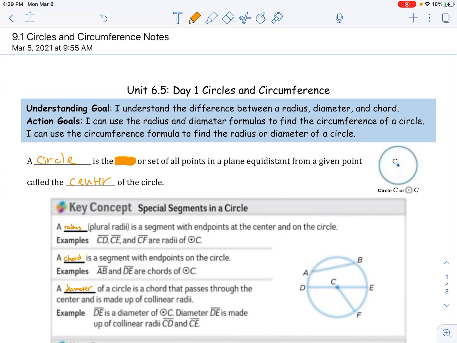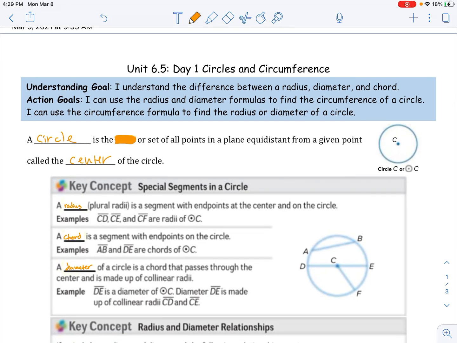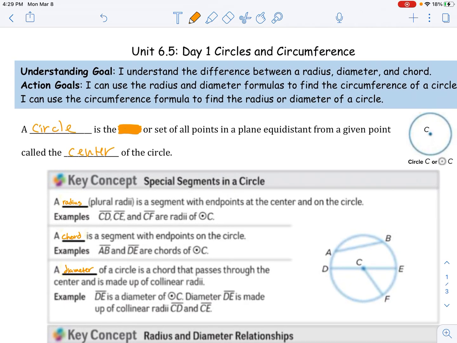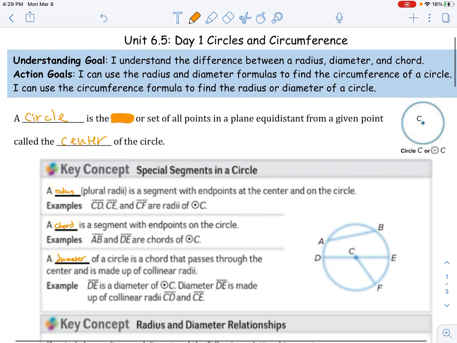In this video, we are going to discover a little bit more about circles and what circumference is. So for the definition of a circle, I did cross something out there, so you might see it on the note guide, but we're defining the circle as a set of all points in a plane that's equidistant from a given point. Equidistant meaning the same distance away.